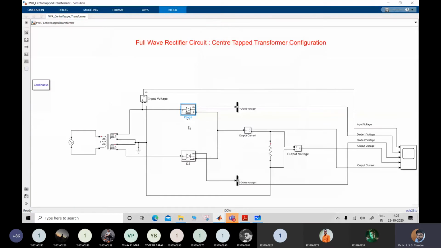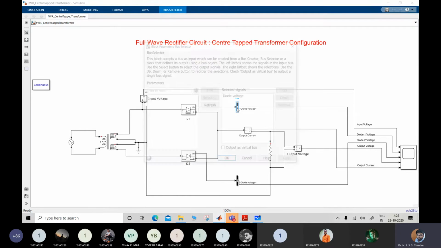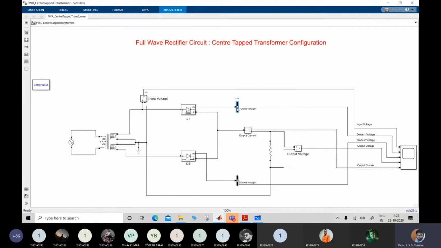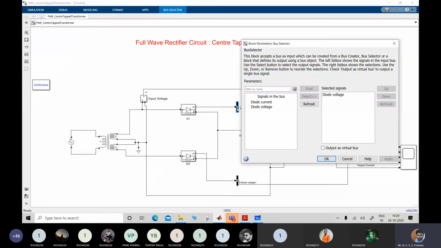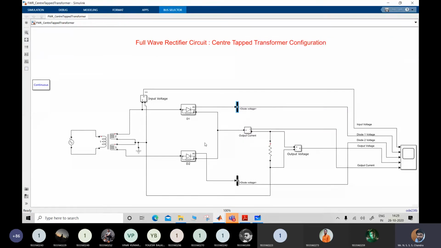Likewise I'm taking the diode voltage. I'm using a bus over here. I have already shown this port earlier. It's a bus selector unit. I'm only considering the diode voltage.